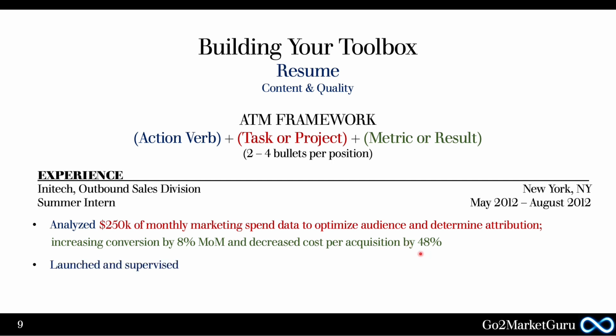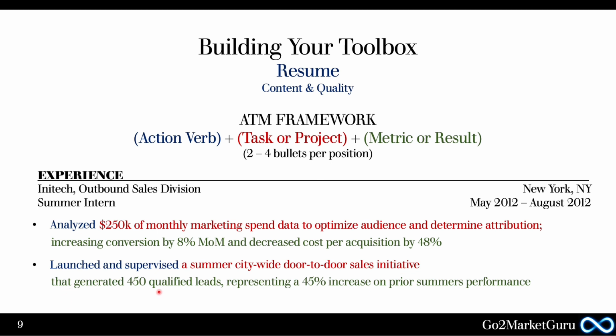Let's do another example. Action verb: launched and supervised. Task: a summer citywide door-to-door sales initiative. Metric or result: that generated 450 qualified leads, representing a 45% increase on the prior summer's performance. ATM: action, task, metric. Make it simple, clear, and concise.